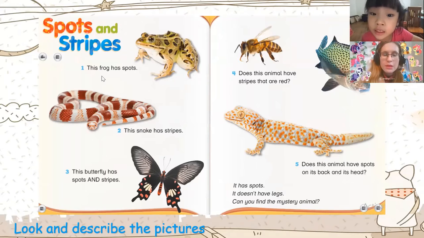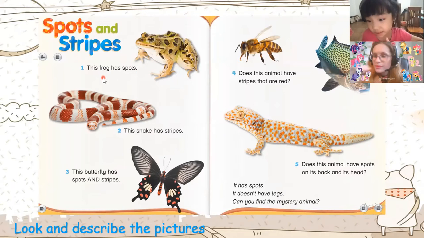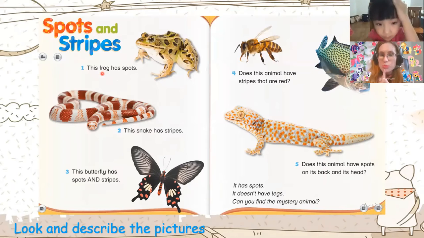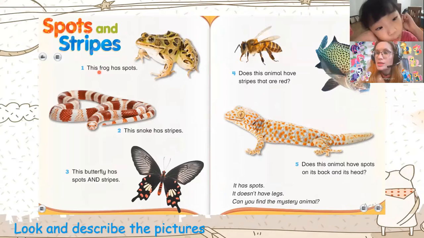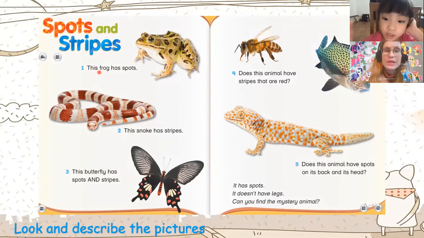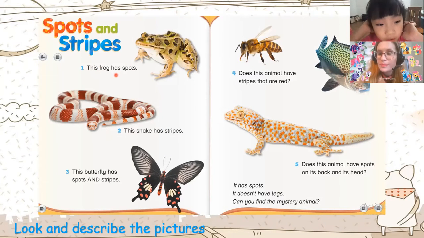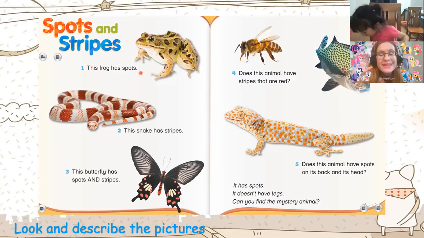Okay, number one. This frog has spots. This frog has spots. Good job. Good, that's my girl. This snake.